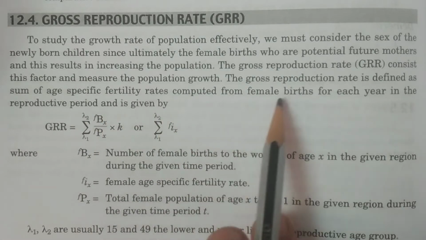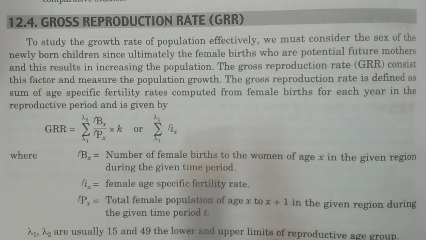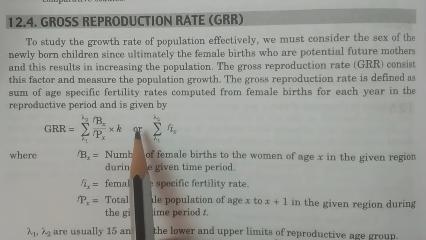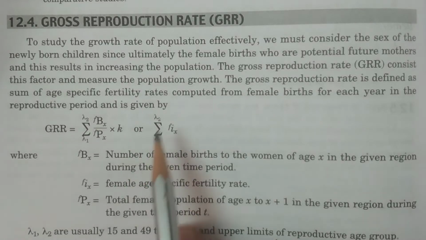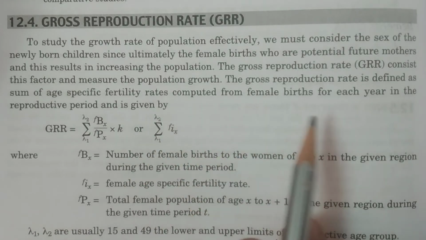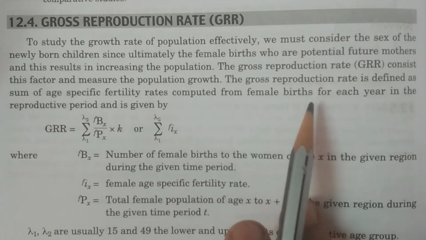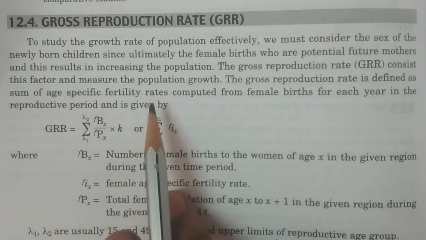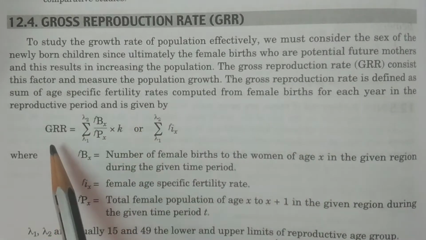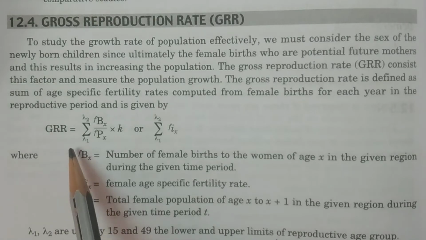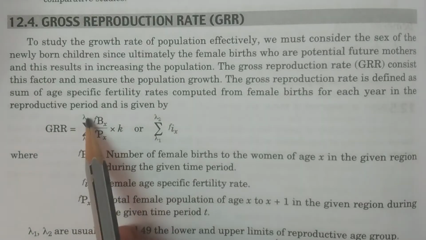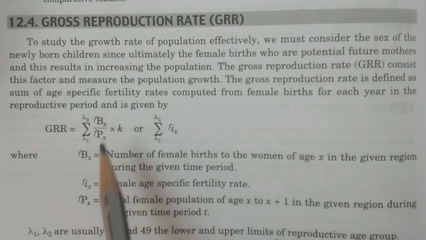from female births for each year in the reproductive period. Reproductive period means childbearing age group. That is 15 to 49, lambda 1 to lambda 2. And it is defined as, GRR is defined as sum of the age specific fertility rates. So GRR is equal to summation lambda 1 to lambda 2 FBX by FPX into K.